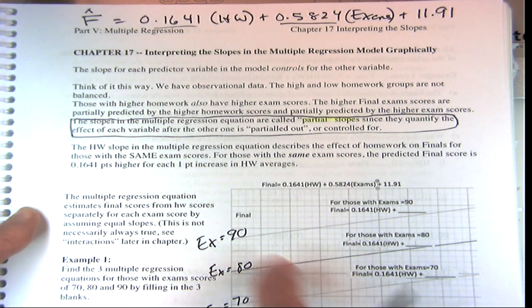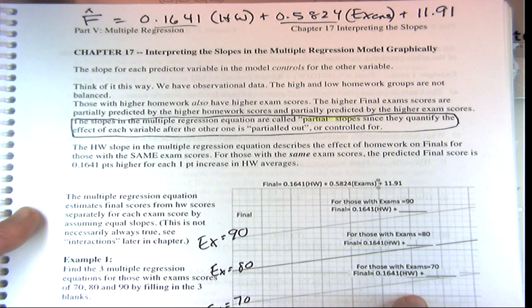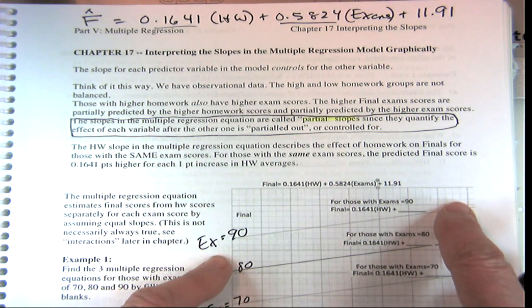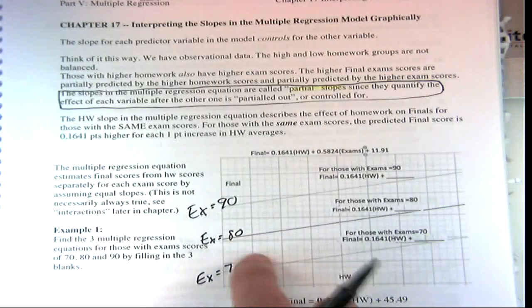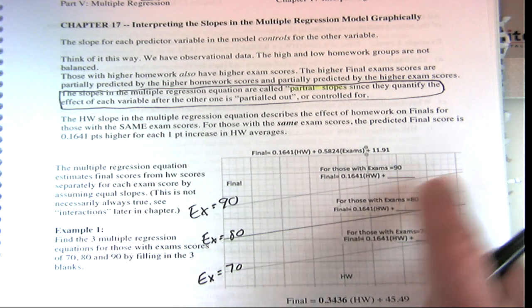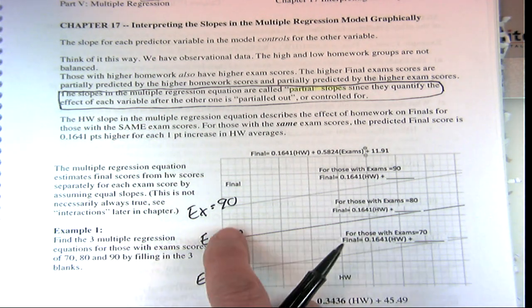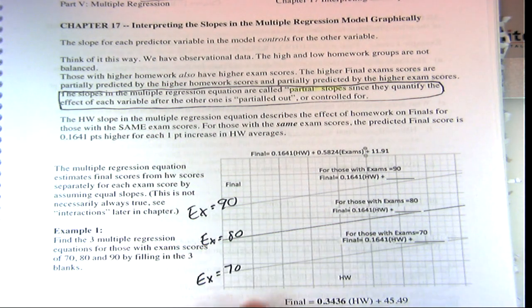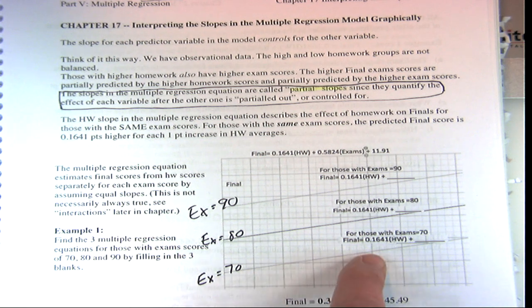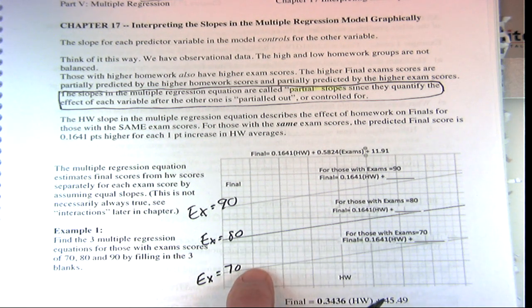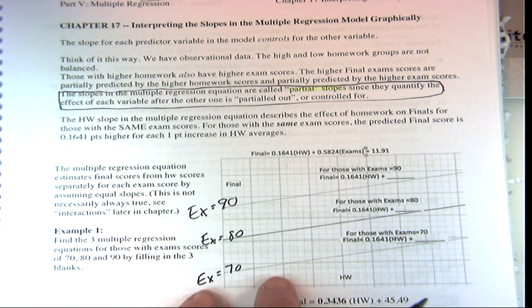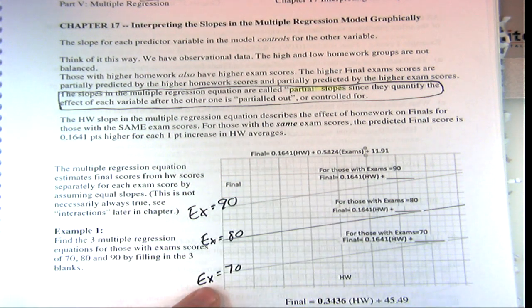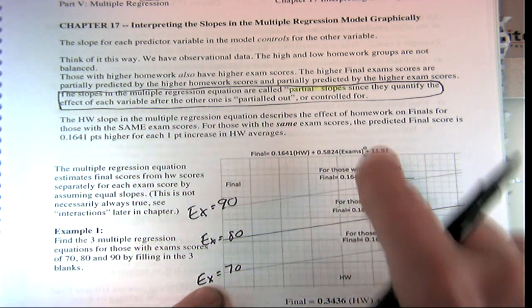Now, I just want you to see these parallel lines right here. They indicate we're assuming that this homework has the same effect on people who have high exam scores as people who have low. Now, that's not necessarily true. The homework might help the people more who have low scores than those who have high. Then we'd have to include an interaction term to account for unparallel slopes.